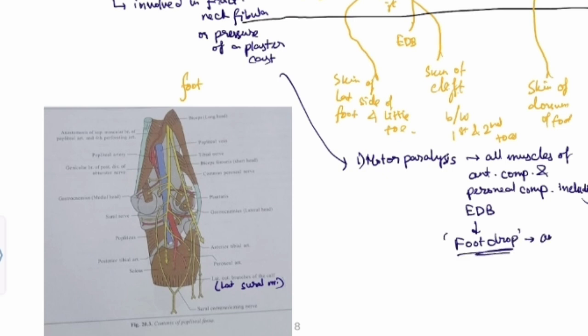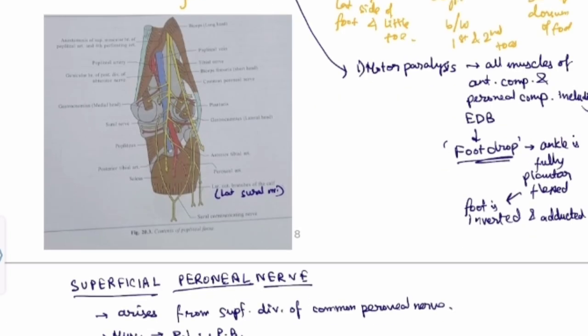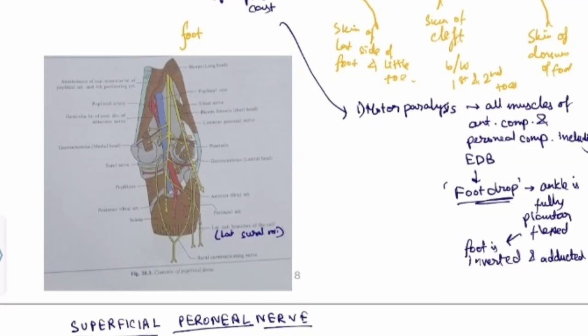Very important, very important. Ankle is fully plantar flexed. Foot is inverted and adducted. The interossei muscles are not disturbed. Why? Because they're supplied by the tibial nerve. So the interossei muscles are okay. So what we can basically do is, we are falling short on space, right? It's okay.